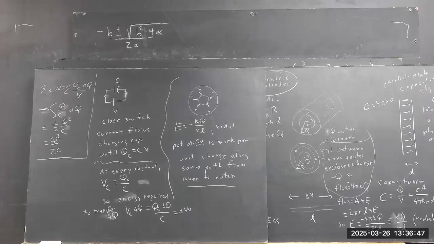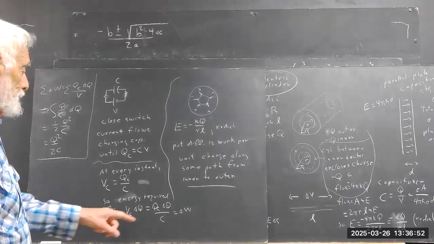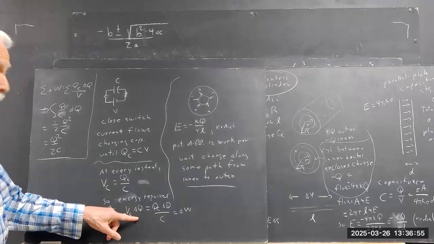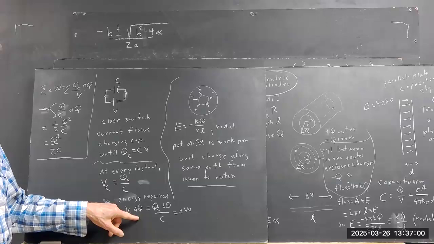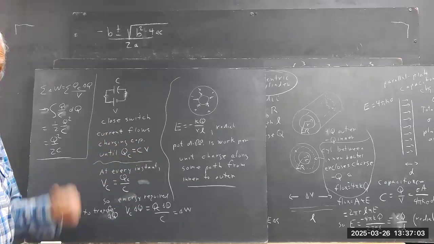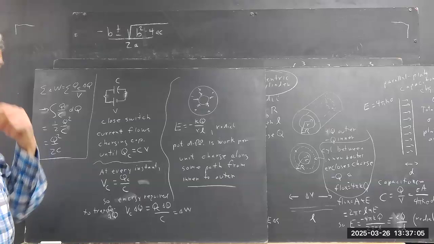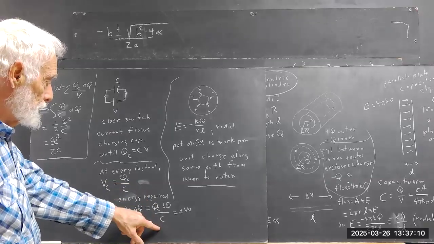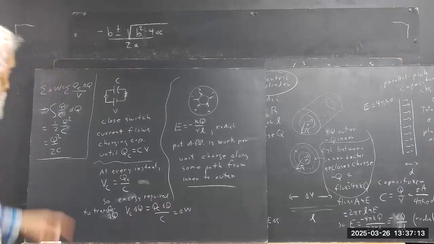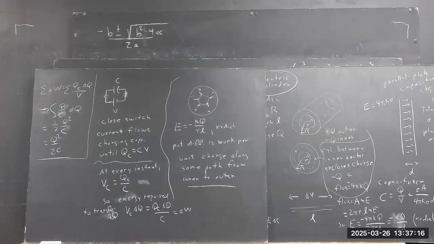And you can read it in the book. It's not difficult. It just comes down to the idea that this is undeniably the work you do. Multiply the voltage by the charge transfer, get the energy. And the voltage is the charge of the capacitor divided by the capacitance. You integrate it, and you get the energy of a capacitor. It's a simple integral, and you shouldn't have much trouble with it.